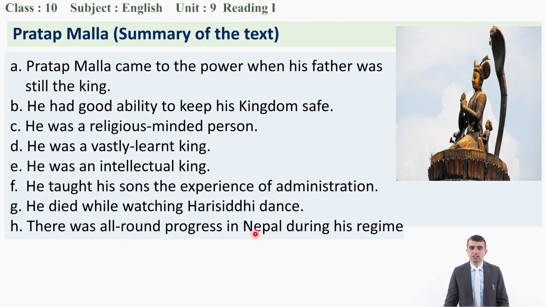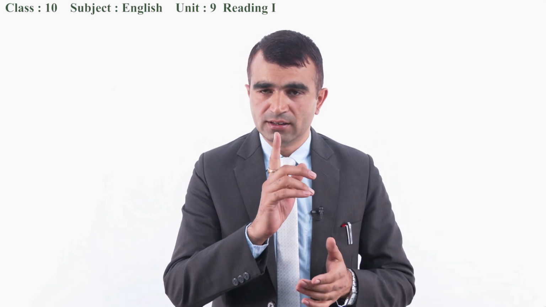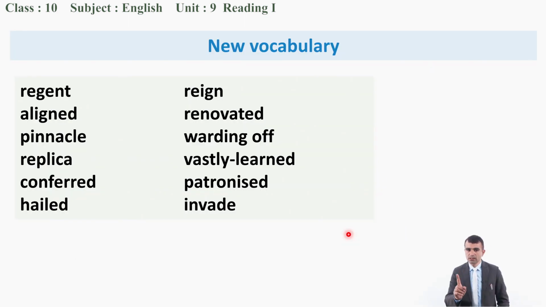There was all round progress in Nepal during his reign, the period during the time he ruled. Now we read the reading text, and we summarized at the end these points. Did we? Now we also learned some new vocabulary. They were regent, reign, aligned, renovated, pinnacle, wording of, replica, vastly learned, confer, patronized, hailed, and invade. You practiced them a lot, I hope. Did you? Good. Now, activities here will be very easy.